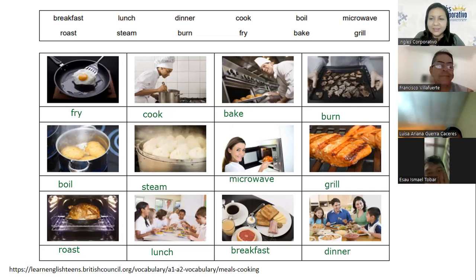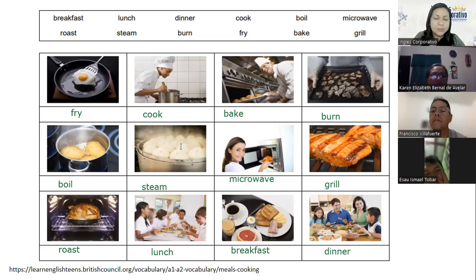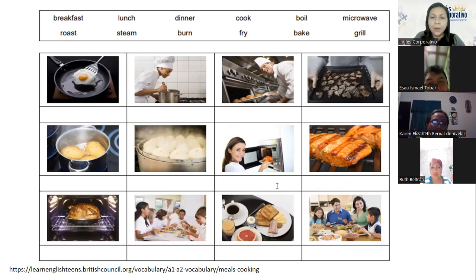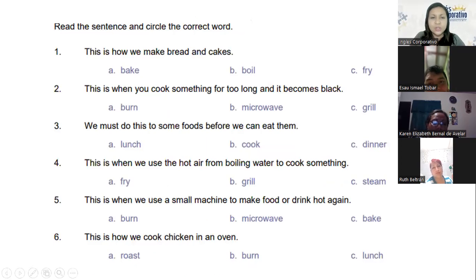You can grill. Do you like to grill the food? Yes, I like. Okay. And sometimes you can cook some vegetables with steam, right? Yeah, I like steamed camote. Yeah, good. Potatoes, okay. Corn, yes, delicious. Steamed corn. Okay, in the next slide, we are going to choose the correct answer, and you're going to help me choose the correct option.